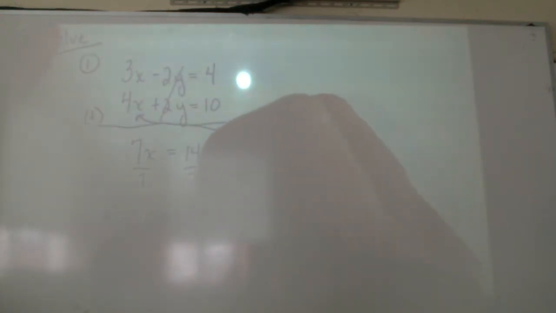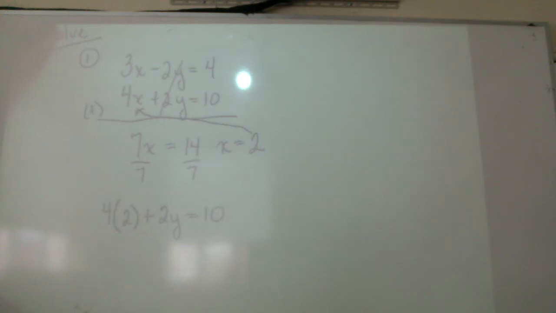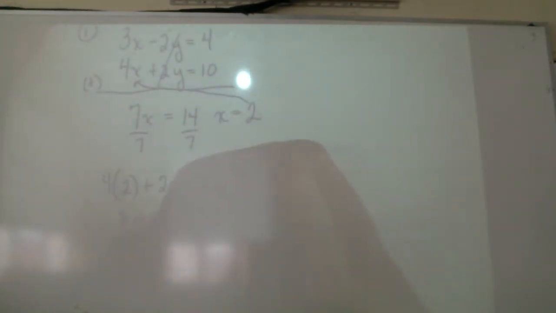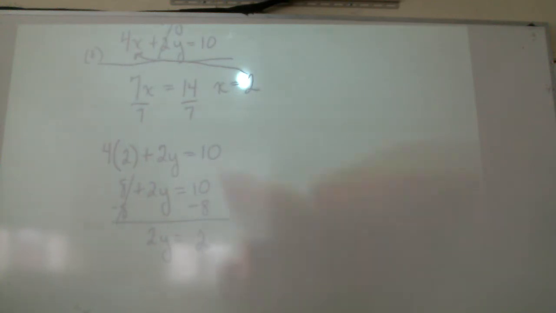So 4 times 2 plus 2y is equal to 10. 4 times 2 is 8. 8 plus 2y is equal to 10. I'm going to subtract 8 on both sides. I've got 2y is equal to 2. Divide both sides by 2. I'm getting y is equal to 1. I'm going to write this as an ordered pair. So my solution is 2, 1.